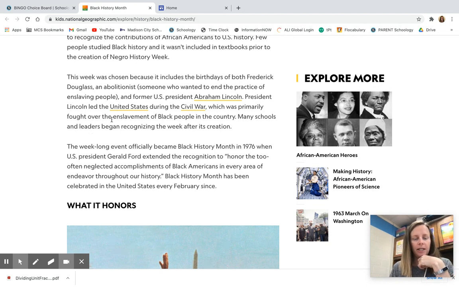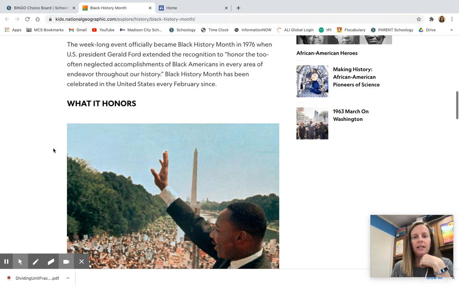President Lincoln led the United States during the Civil War, which was primarily fought over the enslavement of Black people in the country. Many schools and leaders began recognizing the week after its creation. The week-long event officially became Black History Month in 1976, when U.S. President Gerald Ford extended the recognition to honor the too often neglected accomplishments of Black Americans in every area of endeavor throughout our history. So that is a quote, and I know it's a quote that the president said because it's in quotation marks. That's a quote from Gerald Ford. So Gerald Ford was the one who extended it from a week-long event to a month-long event.